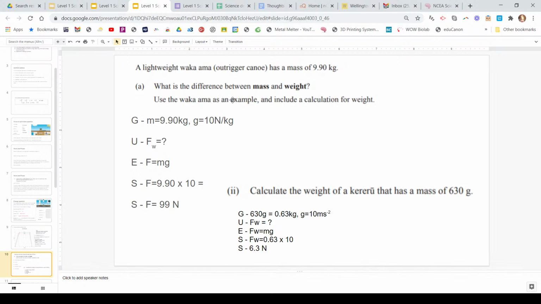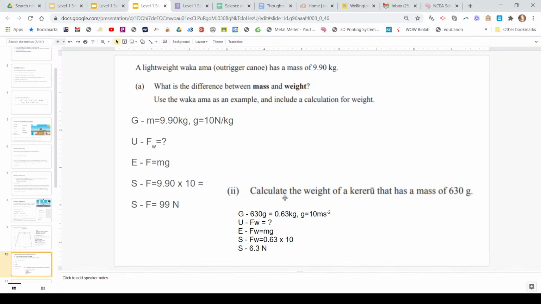And so here we've been asked to include a calculation for weight, and so using the GUESS method, we've got mass, we've got g for gravitational field strength. Our unknown is the weight force. Our equation then is F equals mg, that's force is equal to mass times g, which is 10, giving us a weight force of 99 newtons.